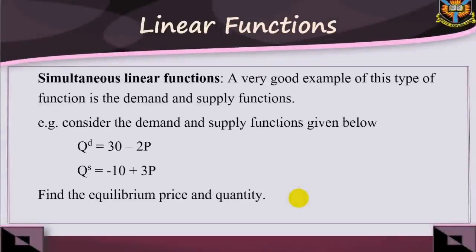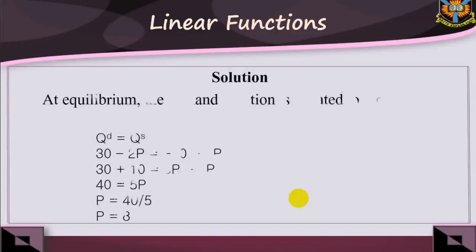3. Simultaneous linear function. A very good example of this type of function is the demand and supply function. For example, consider the demand and supply functions given below. QD equals 30 minus 2p, QS equals minus 10 plus 3p. Find the equilibrium price and quantity.